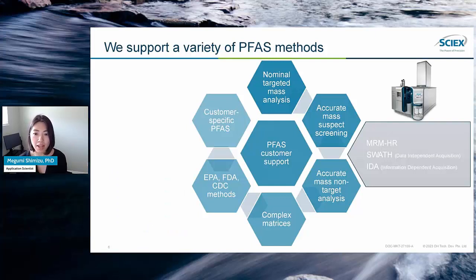And for accurate mass analysis, we support different workflows and acquisition methods, for example, MRMHR for targeted acquisition, and SWATH and IDA for non-targeted acquisition. For cleaner matrix samples, like drinking water, SWATH, which is a data-independent analysis, is more popular because it can generate MS spectra for all the precursors in the sample. On the other hand, people who are dealing with complex matrix samples tend to prefer using IDA, which results in a cleaner MS spectrum.